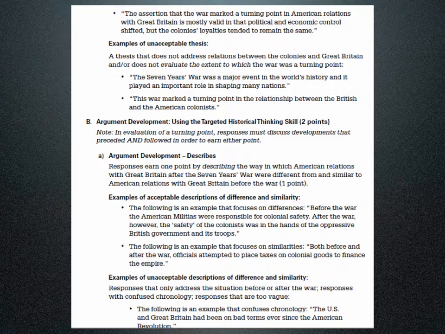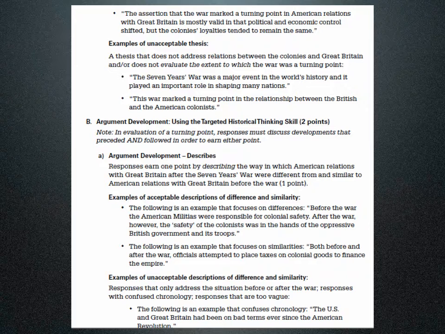Part B, argument development. Remember that you are being asked to work and focus on similarities and differences, and I want to draw your attention to under Part A, argument development, the examples of acceptable descriptions of differences and similarities.